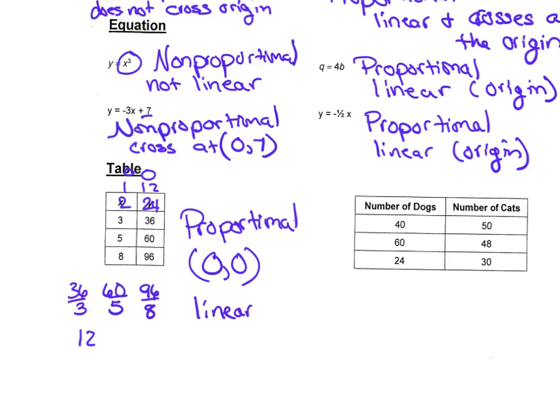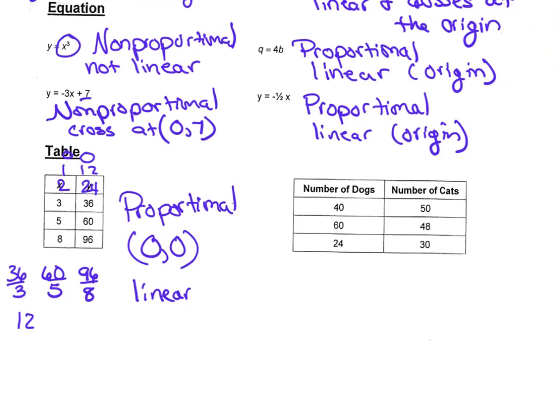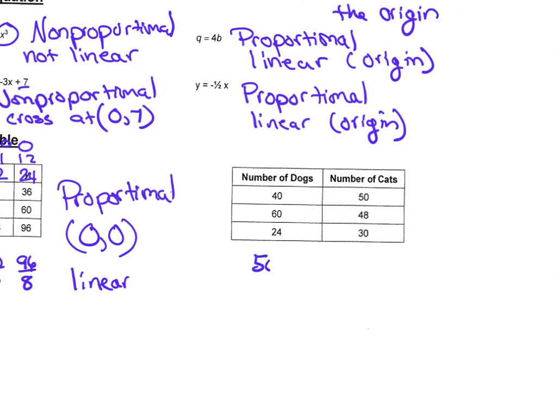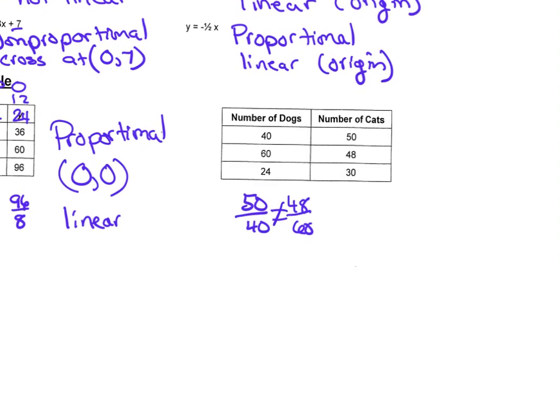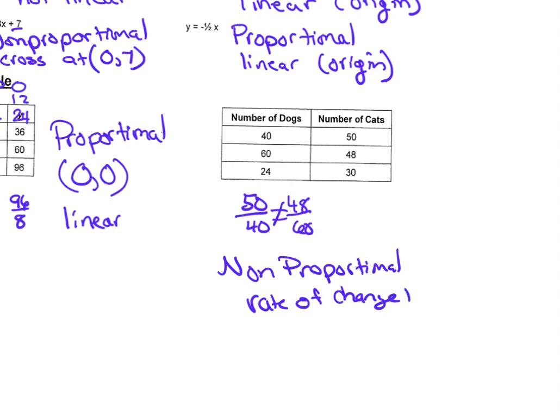The next one is non-proportional. Well, what's your rate of change? Well, you got a 40 and a 50, and then you got a 60. They're not constant. So they're not constant. Good. So they're not equal. So I could just say it's not proportional, right? And I could say the rate of change is not constant.